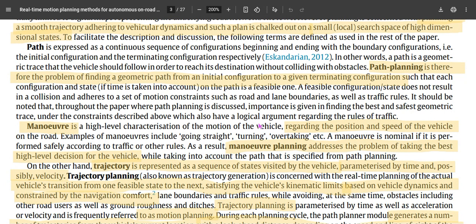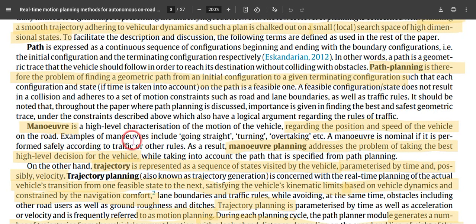What does path mean? What they say about the path is that it is a continuous sequence of configurations. The configuration is a state vector, beginning and ending with certain conditions. And path planning is therefore finding those geometric paths from the initial configuration to a given terminal configuration. So these are some basic terminologies defined in this paper.